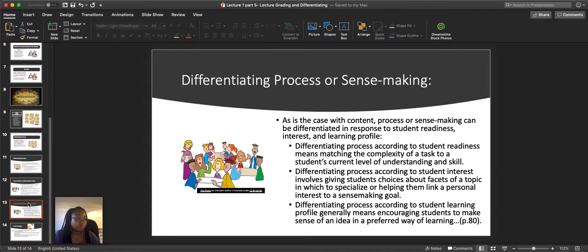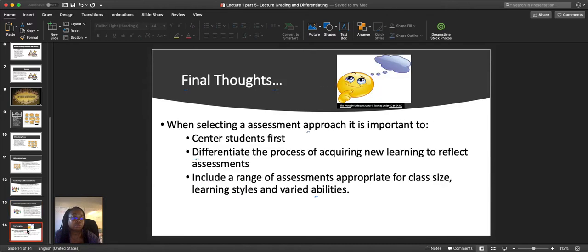And then the last part, differentiating process according to student learning profile, generally means encouraging students to make sense of an idea in a preferred way of learning. So preference is key when it comes to differentiating process or sense making, because it's so unique to each student. Making sure that you allow them to acquire new knowledge in a way that's comfortable for them is important to ensuring that they're making sense of the new content.